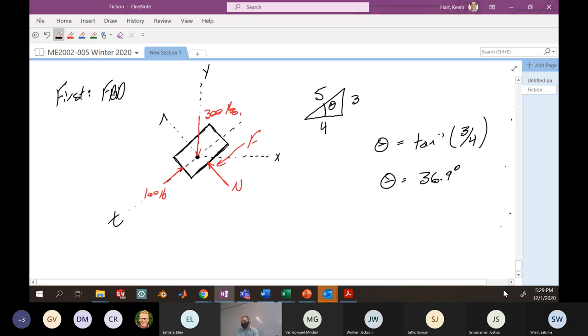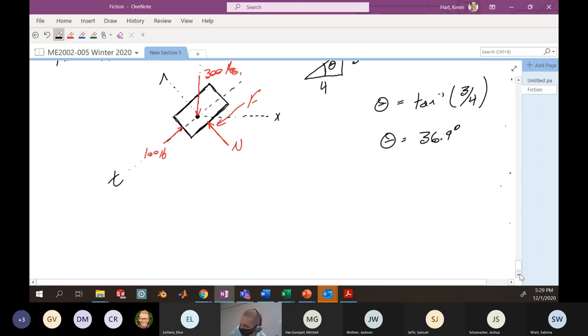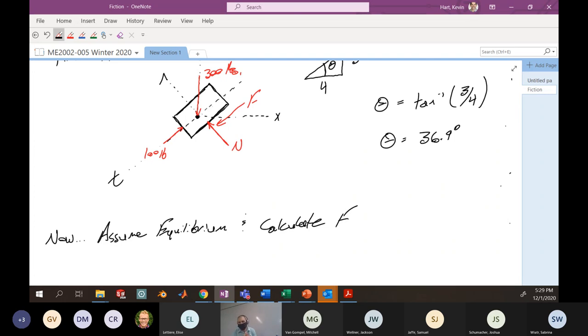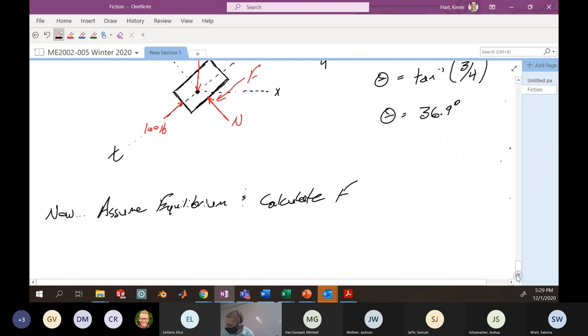All right. Now, to determine whether or not this thing will actually move, I'm going to assume that it is in equilibrium and determine what friction force would be required to hold it in equilibrium. We assume equilibrium and calculate the friction force required to hold in equilibrium. I will then compare that to the friction force which could exist in the static case and see if it's less than or greater than that value.